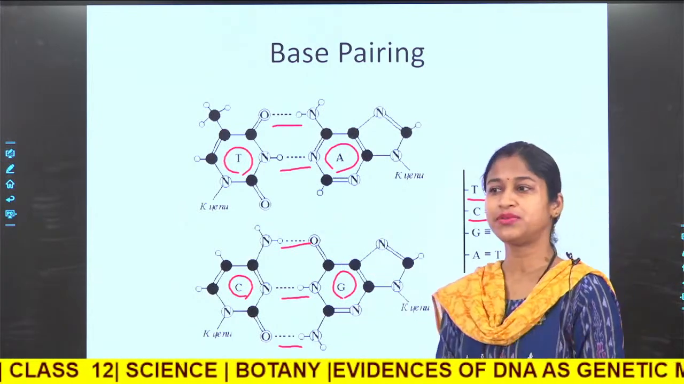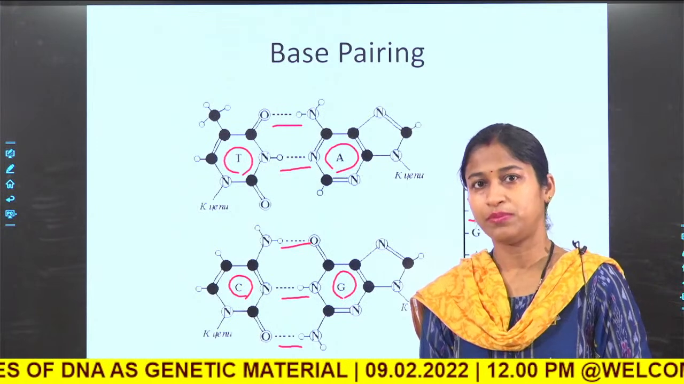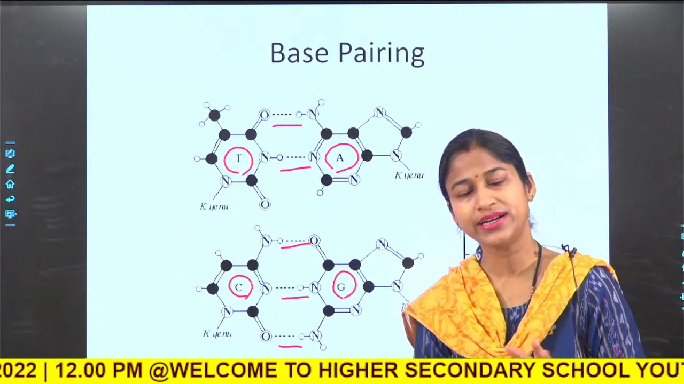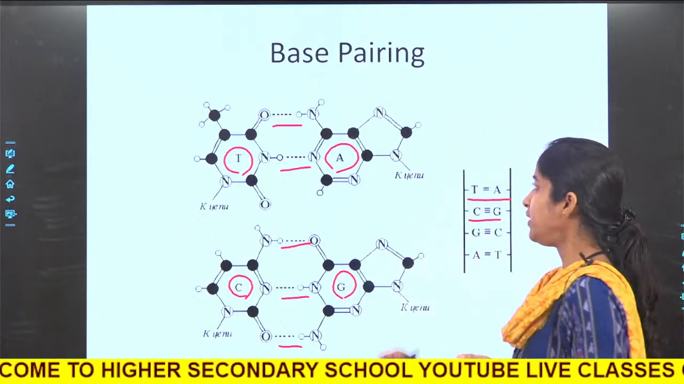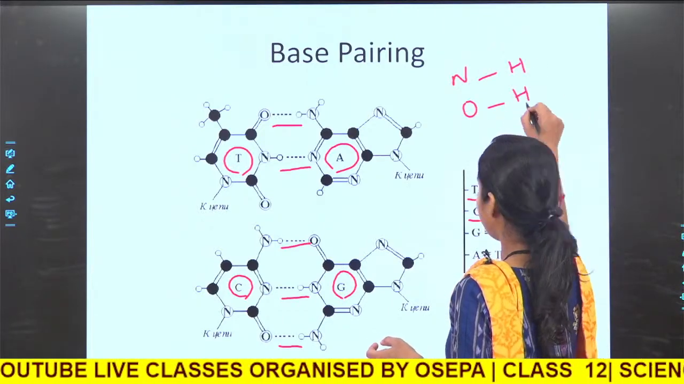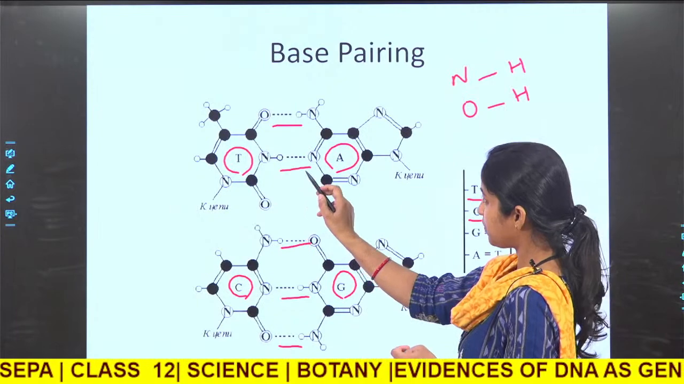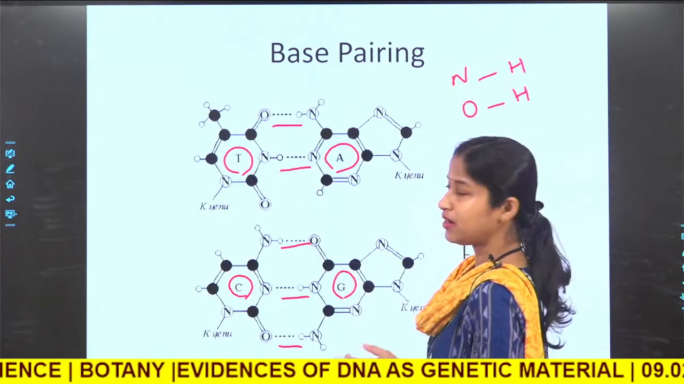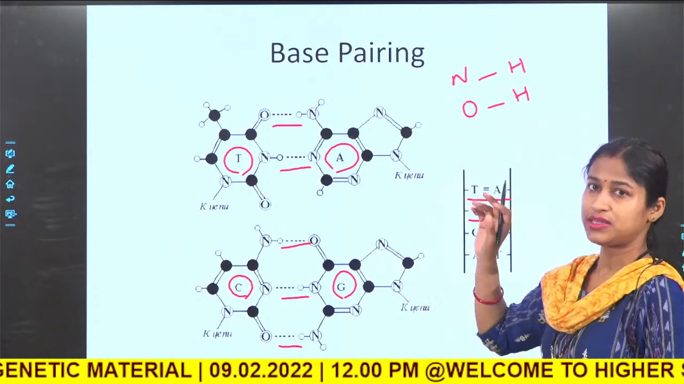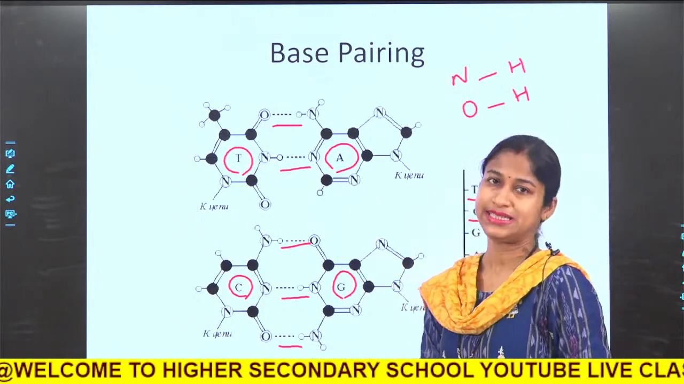Now, what is the basis of the formation of hydrogen bonds? Hydrogen bonds are weak bonds and are formed between 2 atoms which have a greater electronegativity difference. Okay. So, they are generally formed between atoms like N and H and O and H. You can see here it is formed between N and O, and here between N and N. As it is a weak bonding, 2 hydrogen bonds are formed between T and A and 3 hydrogen bonds between G and C.